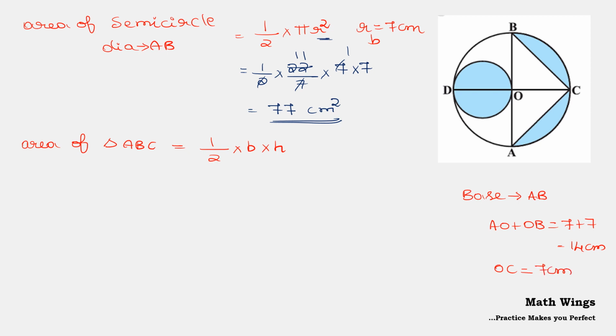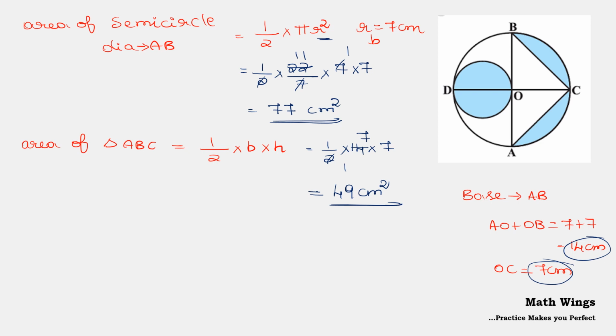Now let us substitute the values to get the area of the triangle ABC, which is equal to half into base. Base here is 14 centimeter, so I can write 14 into height, I can write it as 7 centimeter. So 2 ones are 2, 7s are 7, the area of the triangle ABC is 7 into 7, that is 49 centimeters square.